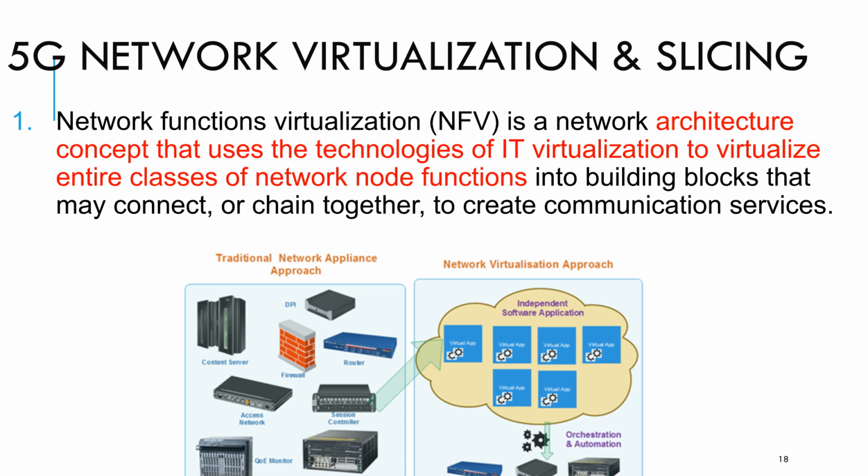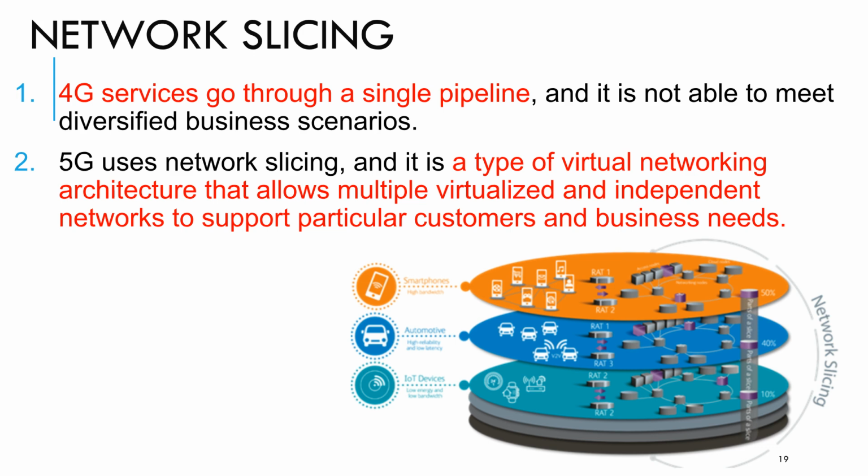5G network virtualization and slicing. Network functions virtualization, NFV, is a network architecture concept that uses the technologies of IT virtualization to virtualize entire classes of network node functions into building blocks that may connect or chain together to create communication services. Network slicing. 4G services go through a single pipeline, and it is not able to meet diversified business scenarios. 5G uses network slicing, and it is a type of virtual networking architecture that allows multiple virtualized and independent networks to support particular customers and business needs.